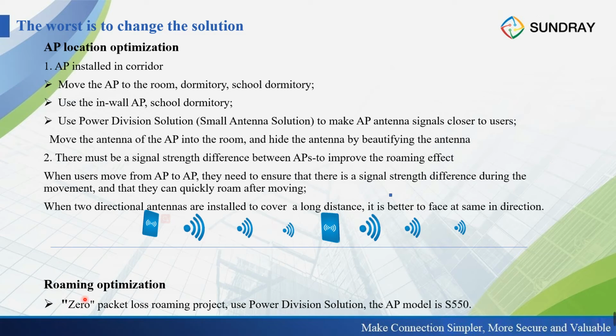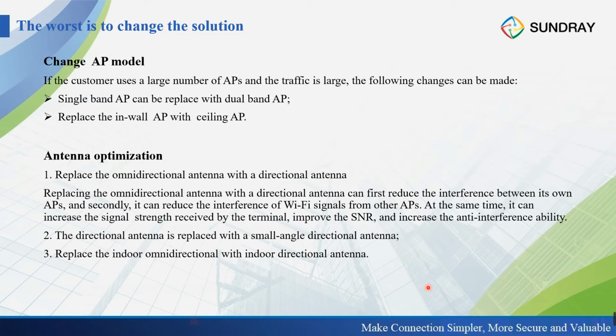So for example, in some scenarios maybe we need zero packet loss roaming. For this kind of project, we can change to the power division solution. The AP model we use is S515. Lastly, we can also change the AP models.